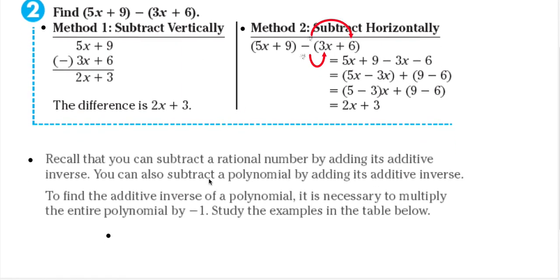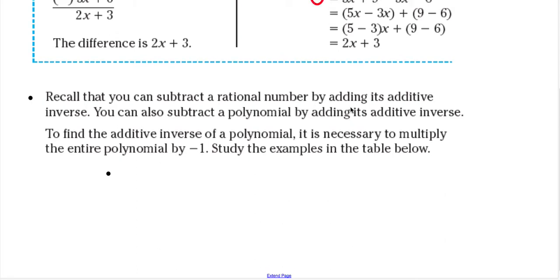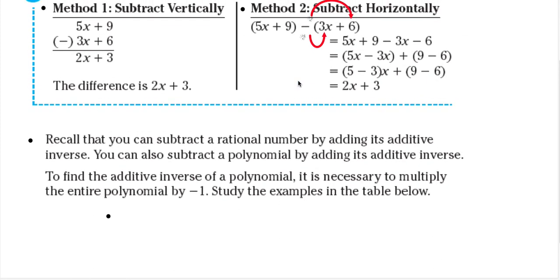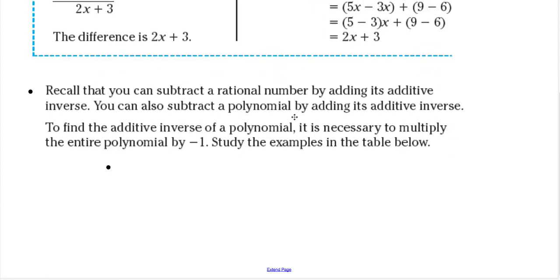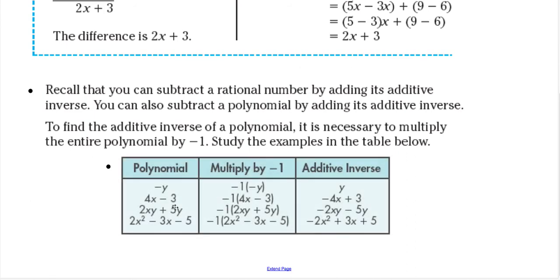Now recall that you can subtract a rational number by adding its additive inverse. You can also subtract a polynomial by adding its additive inverse. Method 2 basically exemplifies that, a good example of adding its additive inverse. To find the additive inverse of a polynomial, it is necessary to multiply the entire polynomial by negative 1. Let's look at the examples below. You have negative y as your polynomial. If you multiply it by negative 1, the additive inverse of negative y will be y.